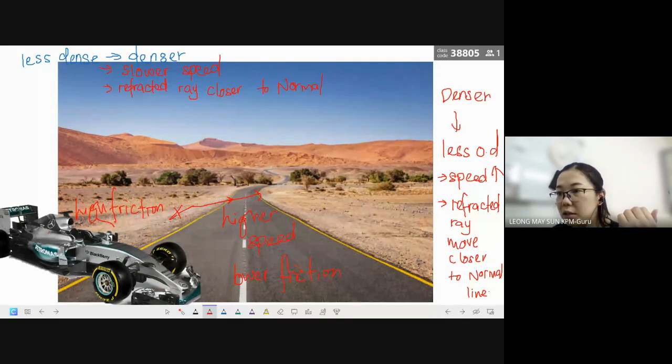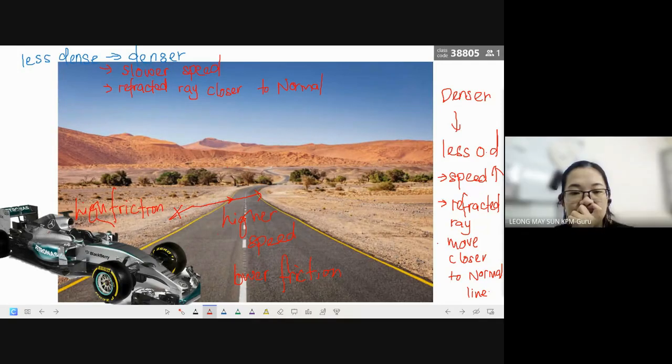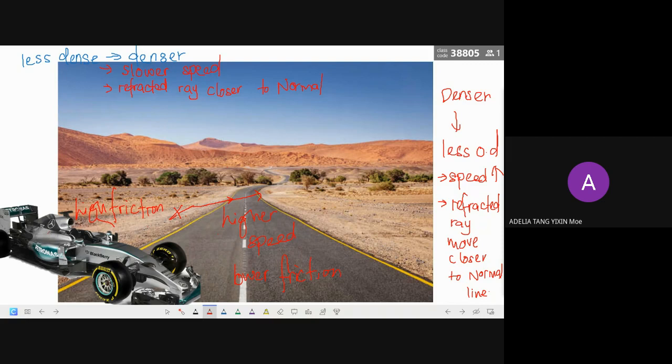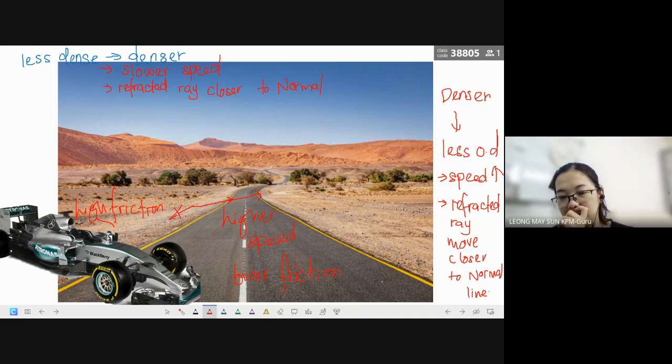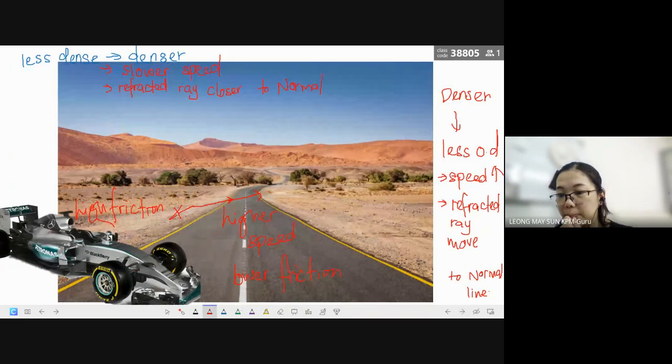Are you guys okay with this analogy? When it goes from denser to less dense, the refracted ray is further from the normal line or closer? Oh, sorry. Further. Thank you. Okay, denser to less dense, further. This is denser to less dense, further away from the normal line. Thank you. Any other thing? Nothing, okay. No response, I consider okay.